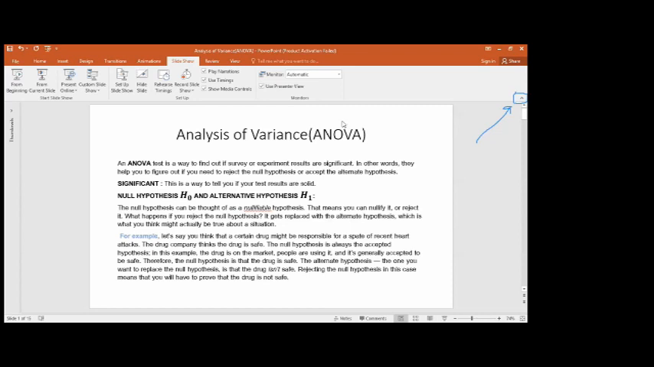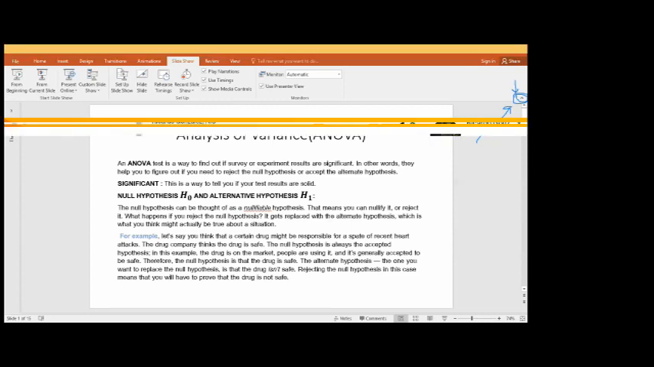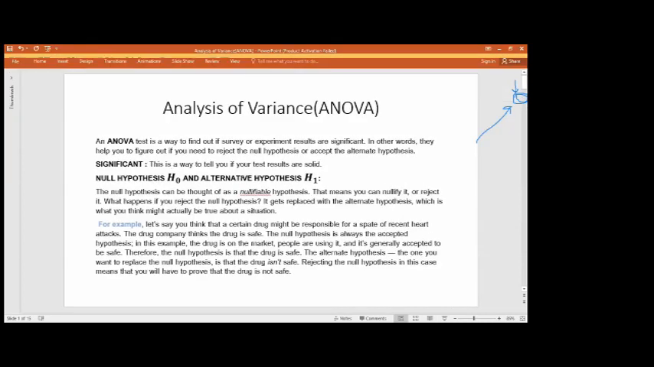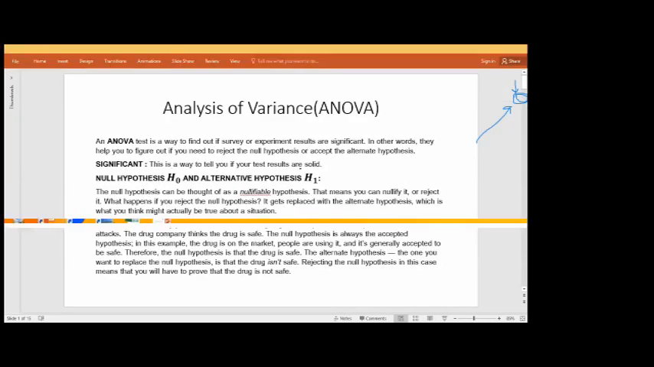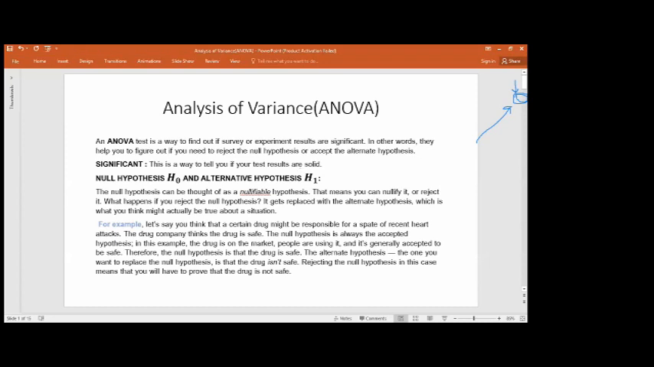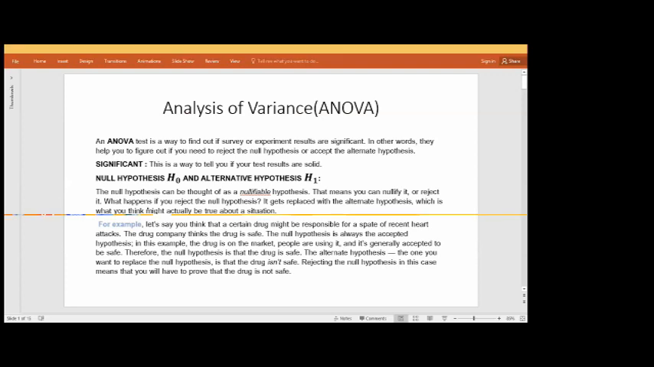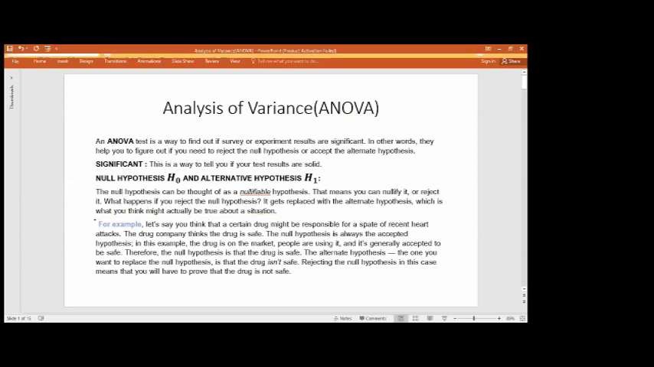What is significant? This is a way to tell you if your test results are solid or weak. The null hypothesis is denoted by H0, and the alternative hypothesis is denoted by H1. The null hypothesis can be thought of as a nullifiable hypothesis. That means you can nullify it or reject it. What happens if you reject the null hypothesis? It gets replaced with the alternate hypothesis.